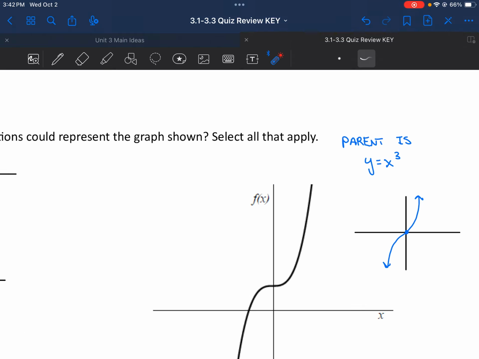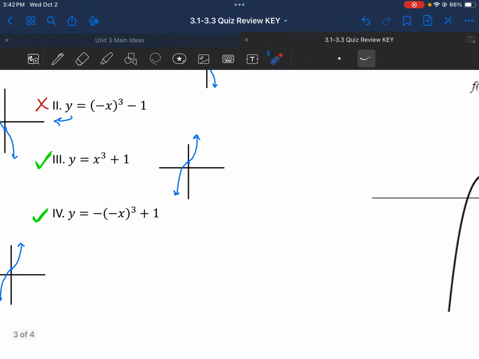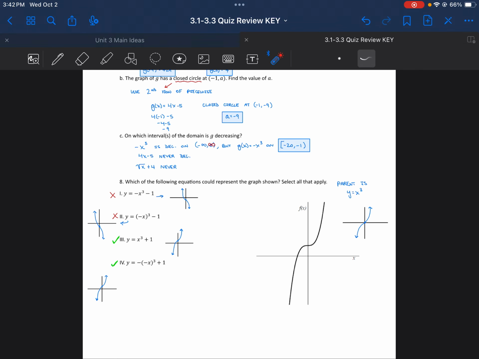Reflect it across the y-axis, then reflect it across the x-axis, then shift it up one. Yep, that works. So 4 also works.